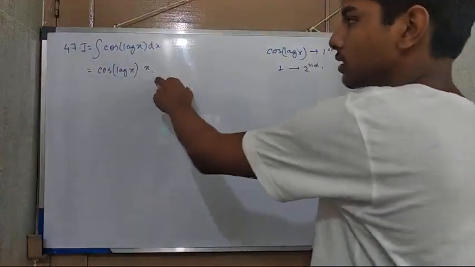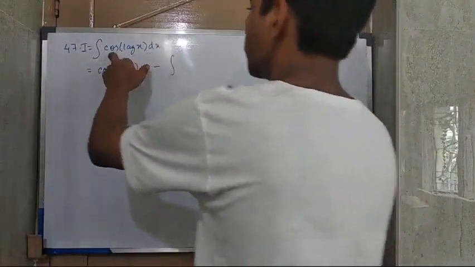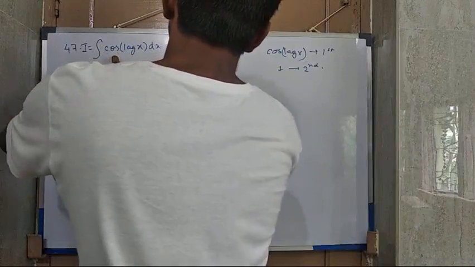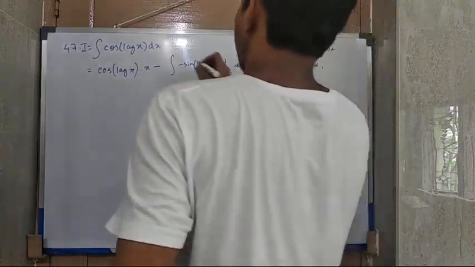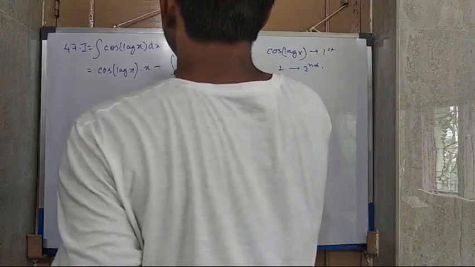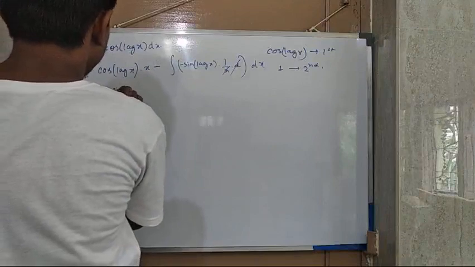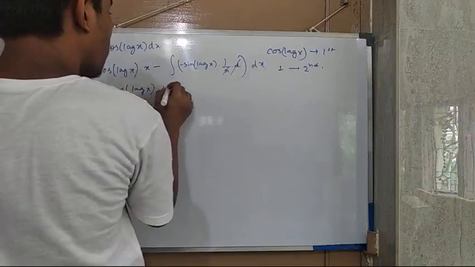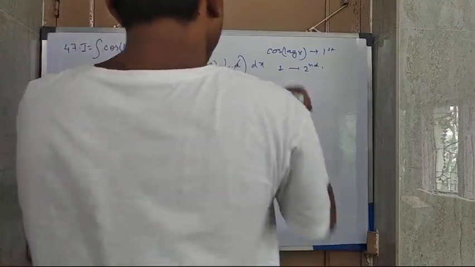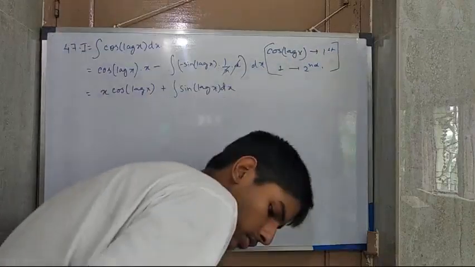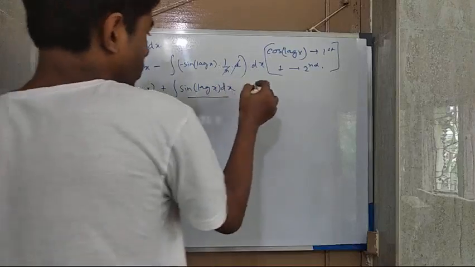Integrating 1 will give us x, and minus, differentiating cos of log x will give us minus sine of log x times 1 by x, and integrating 1 will give us x. So this into dx. So x will cancel out x, and this will be x times cos of log x plus integral sine of log x dx. So now for this integral, I am writing in black.